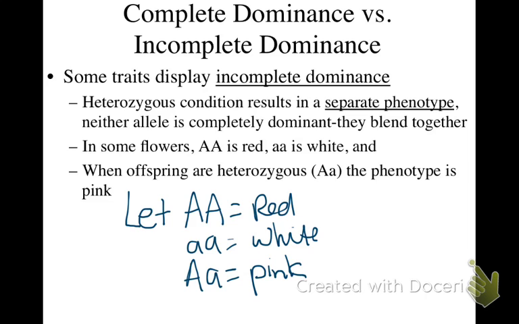So now your let statement looks very different, right? You don't just have one letter. And this is how I recommend. Some teachers still teach it big A equals red, little a equals white. But then I think students get confused when you put big A and little a together. They expect it to be red, not an incomplete dominance. That's why I like doing a separate let statement to show each of the new phenotypes. Now you have 3 phenotypes.